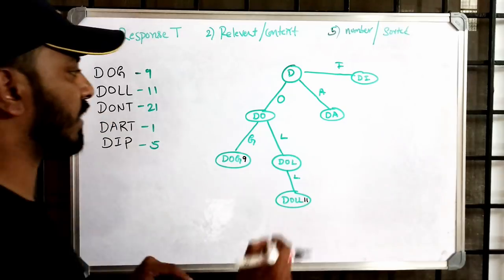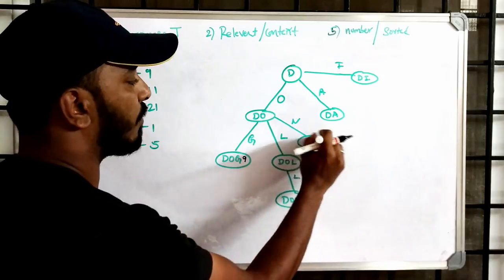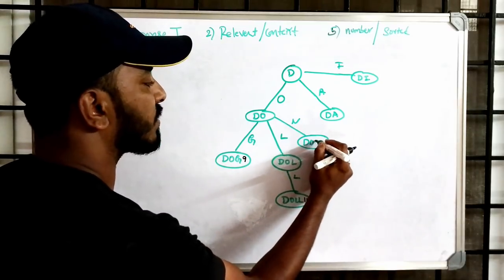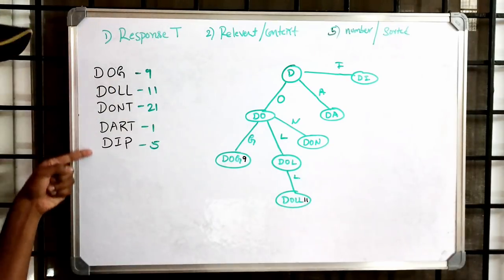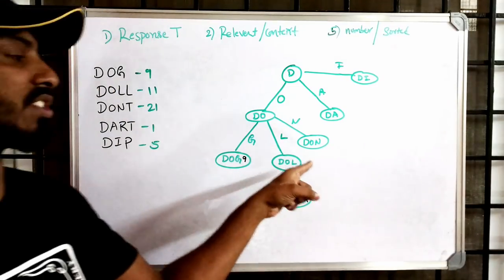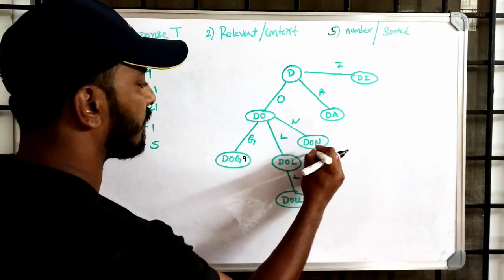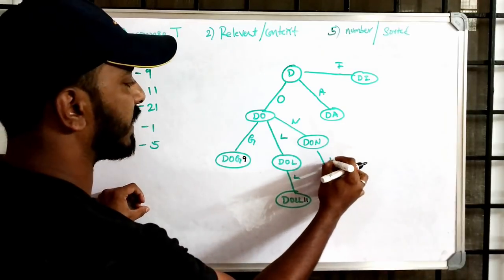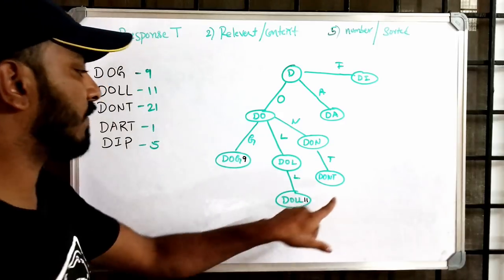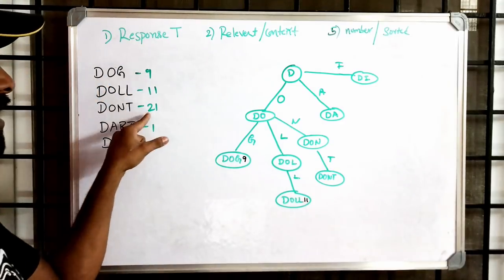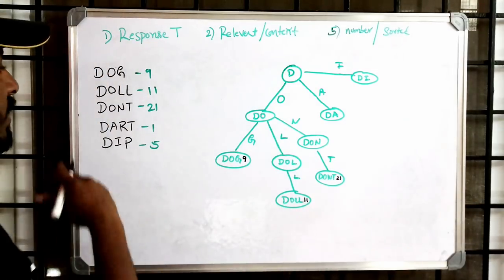So next is don't. D-O is the prefix. We go to N. We have one more prefix called dot. Dot could be a valid word in English, but we don't have that particular word in the list, so this is not a valid suggestion for our search engine. Okay, so next, if we go forward with the letter T, we have a node called D O N T. Okay, we have this word in the list with ranking, so let's update ranking to 21. Okay, let's fill out others.